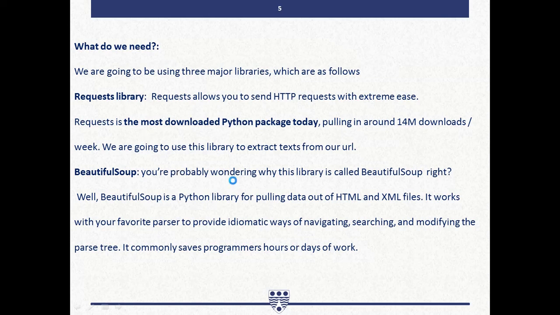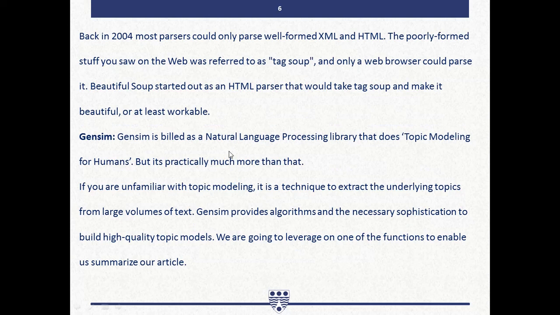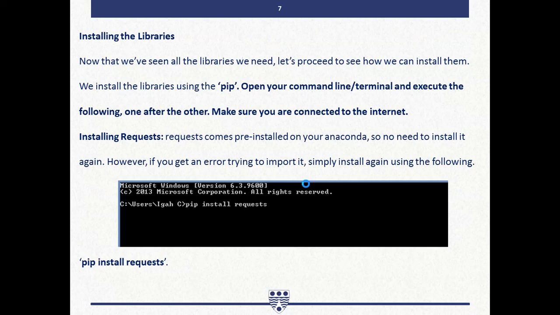Then finally, we use the Gensim library, which is a top-notch natural language processing library, usually used for topic modeling for humans. We use it to compress our article into digestible form, right? We use it to summarize our article.